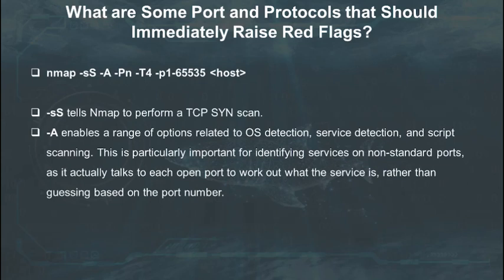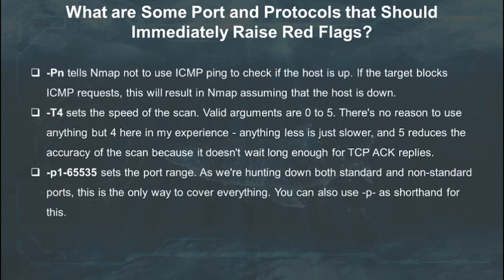So let's break down this command a little bit. The -sS tells Nmap to perform a TCP SYN scan. The -A enables a range of options related to operating system detection, service detection, and script scanning. -Pn tells Nmap not to use an ICMP ping to check if the host is up. -T4 sets the speed of the scan. Usually the valid arguments are from 0 to 5.